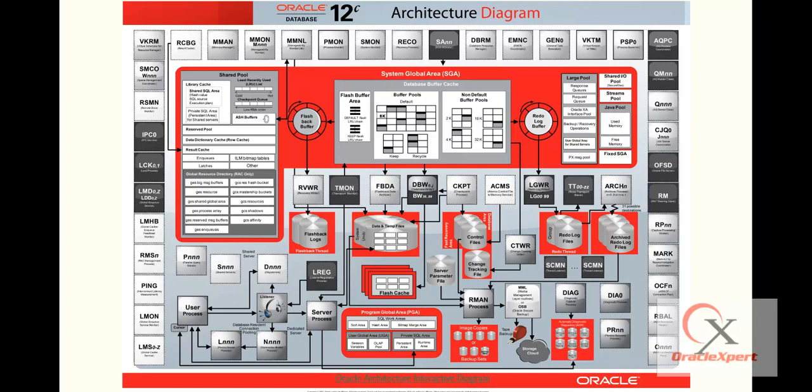Then you have the DNNN, which is the dispatcher process. In the shared server architecture, clients connect to a dispatcher process, which creates a virtual circuit for each connection. When the client sends data to the server, the dispatcher receives the data into the virtual circuit and places the active circuit on the common queue to be picked up by an idle shared server process.